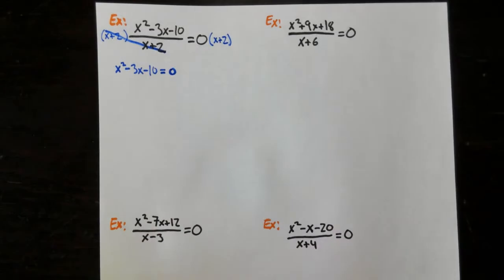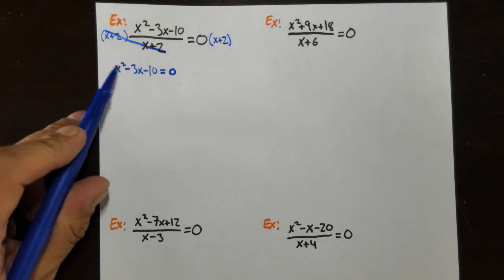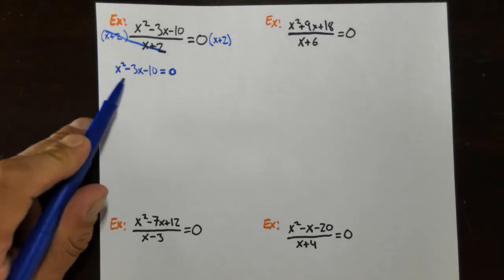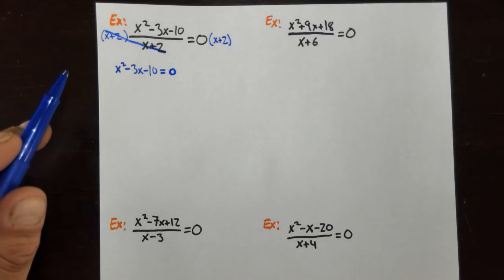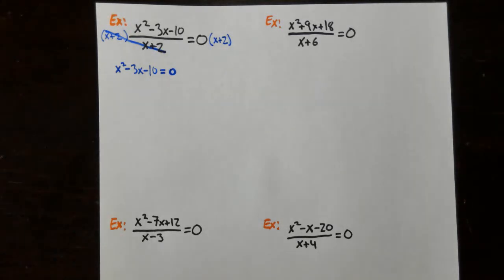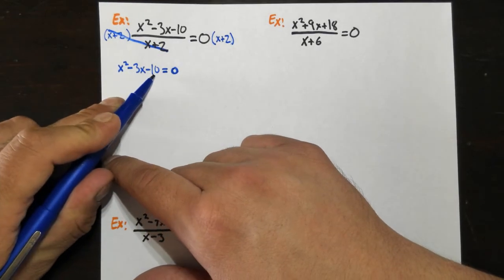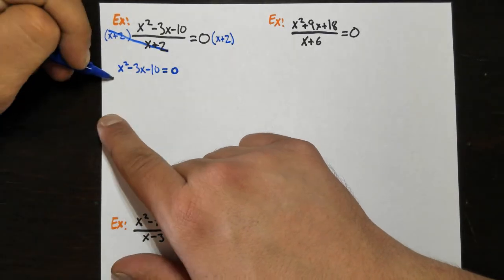So now what we can do is solve for x. And remember, when we have a trinomial like this, that's a quadratic. We can either use the quadratic formula, or we can factor if it's factorable. But all of these will be factorable, so let's use the factoring method. So I need to find two numbers that add to negative 3 but multiply to negative 10. That's going to be negative 5 and positive 2.